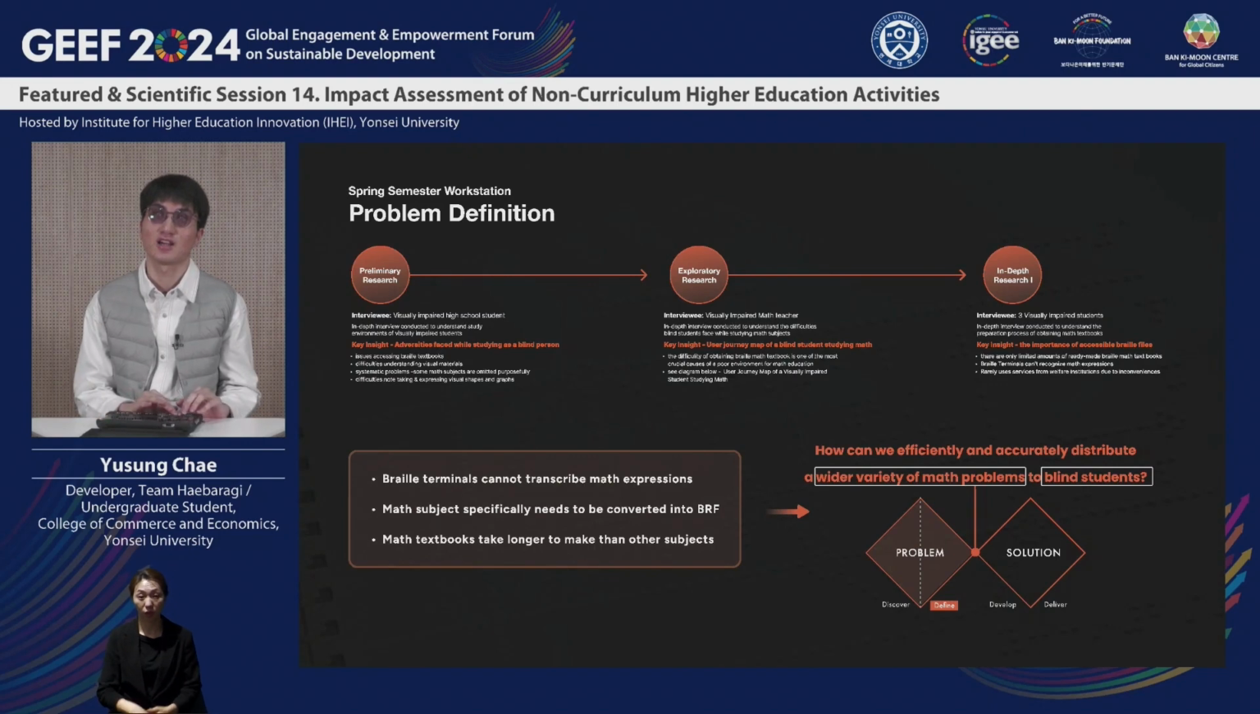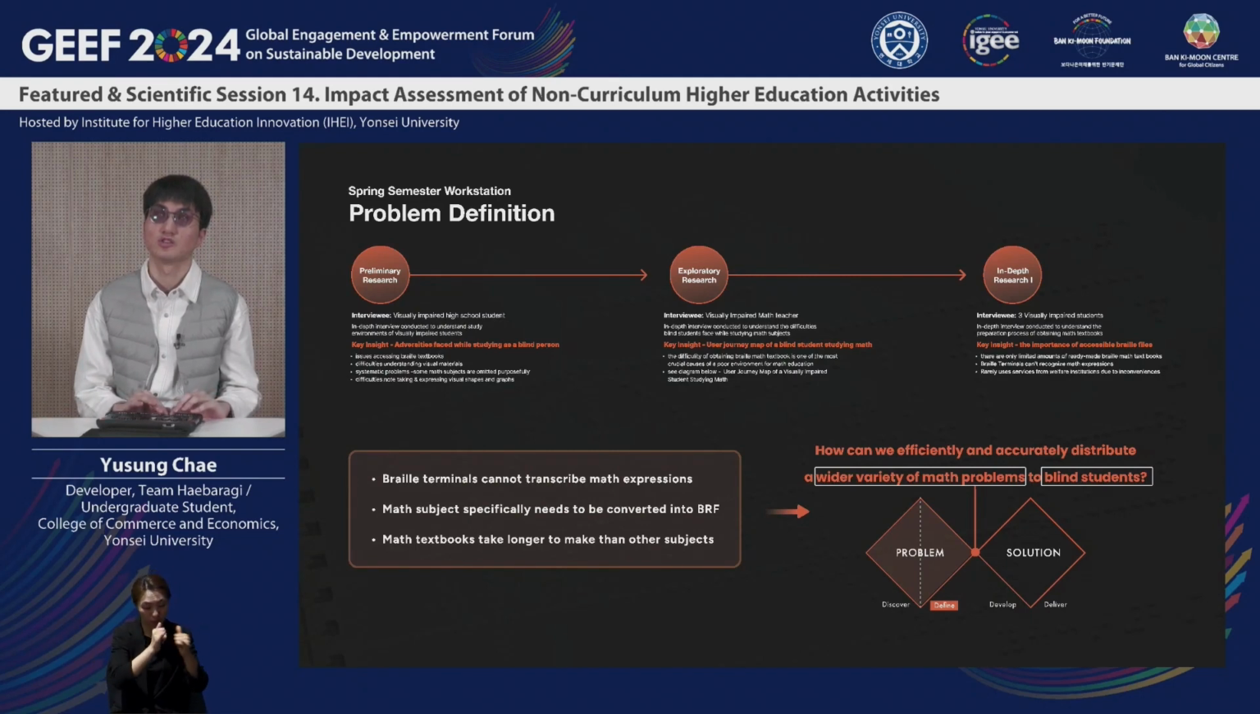Once we decided to focus on this issue, we interviewed 3 students to learn more about the process of preparing math textbooks and difficulties that they faced in accessing math textbooks. During the third interview, we learned that the Braille information terminals were not able to recognize equations from word processors, so math Braille textbooks have to be created using a special file called VRF, which makes it more time-consuming for welfare centers to create math textbooks.